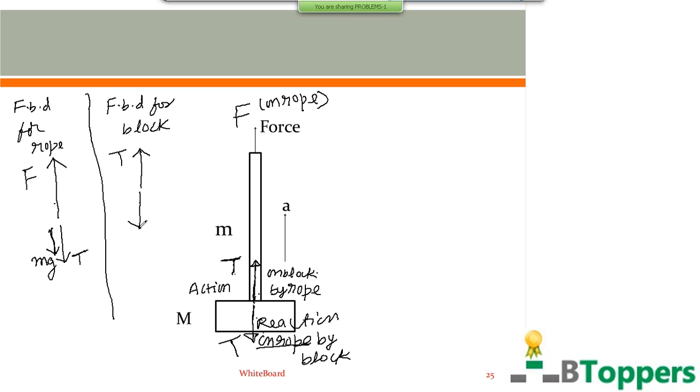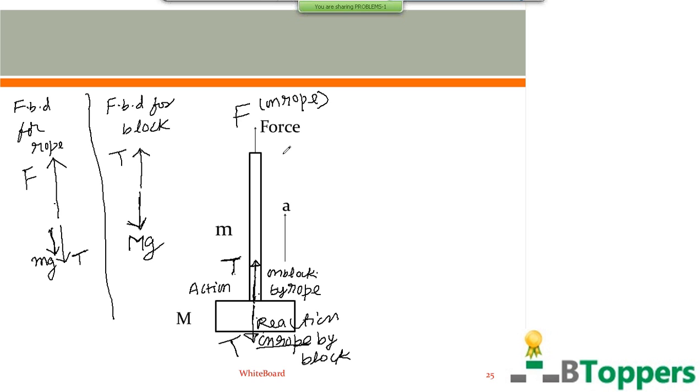Similarly, another force which acts on the block is the gravitational force on the block by the earth, that is the weight of the block. The magnitude of the weight of the block is equal to capital M into small g, which acts vertically downwards. Here both the block and the rope are moving vertically upward with the same acceleration. So let us apply Newton's second law separately for block and separately for rope. We choose the upward direction as positive direction, downward direction as negative direction.